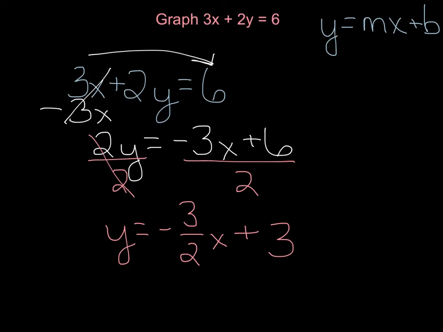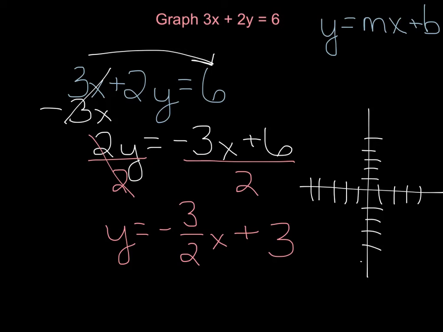So now you would have your equation and you would be able to graph it. So you're going to plot your y-intercept, which is going to be plotted at 3, and then you're going to go down 3 over 2, down 3 and over 2, and you're going to create your line.